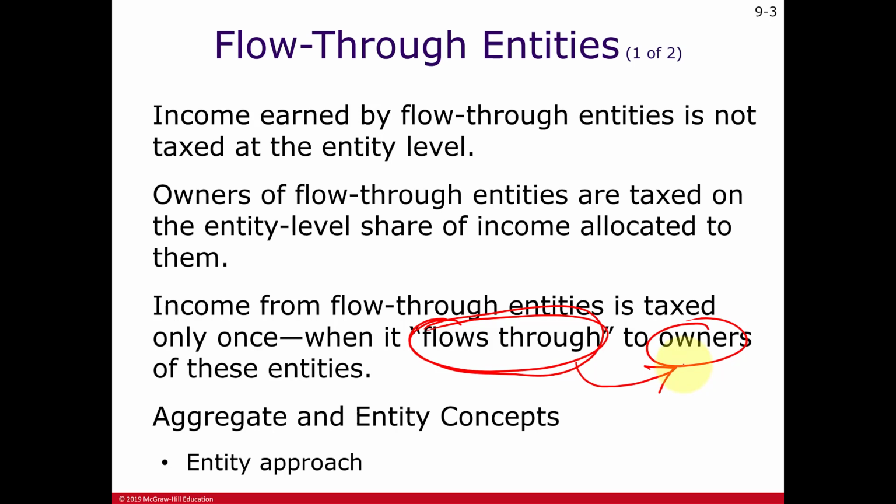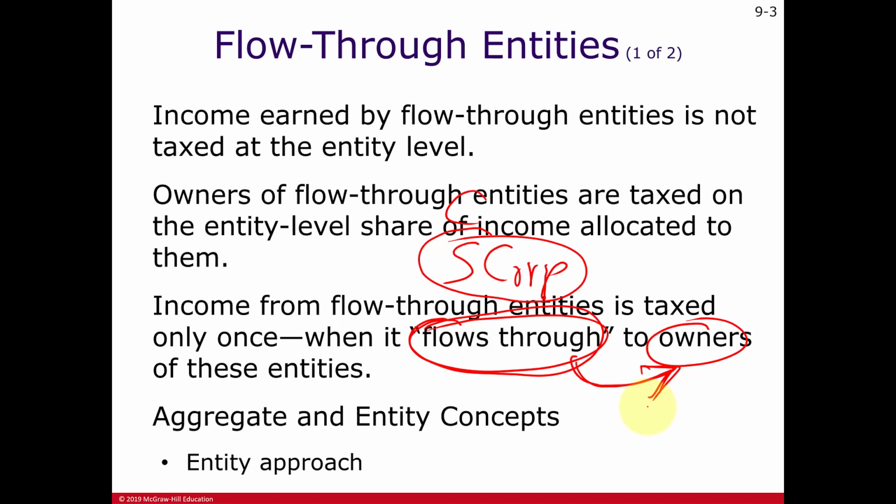Other types of flow-through entities we'll see in a future chapter is a so-called S corporation. What we've learned for corporate taxation in past chapters was a C-type corporation, where that type of corporation does pay income taxes. An S corporation, just like a partnership we're learning here, with some modifications, will have its income or loss flow through to their S corporation shareholders.